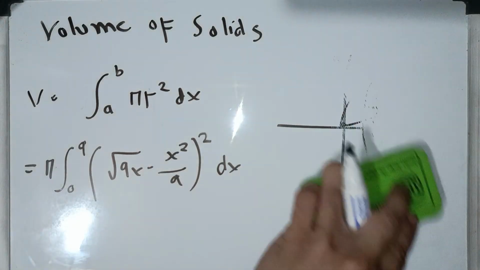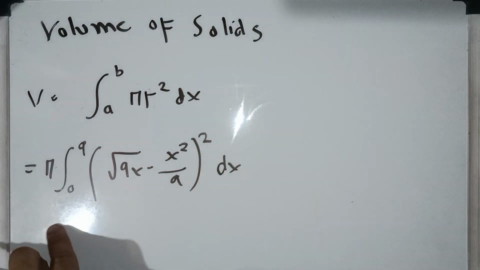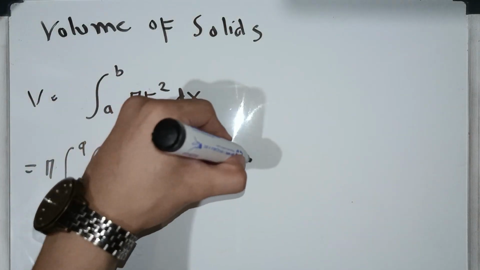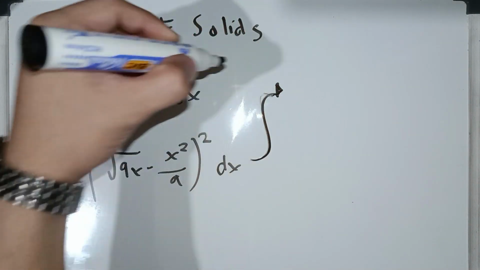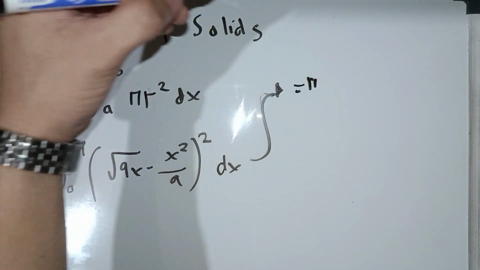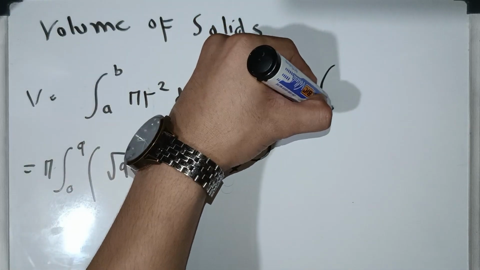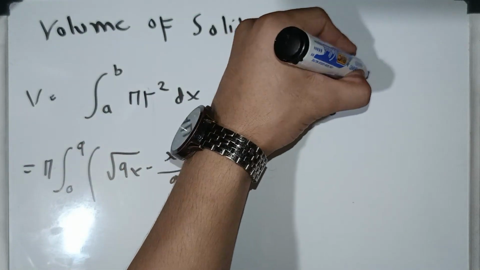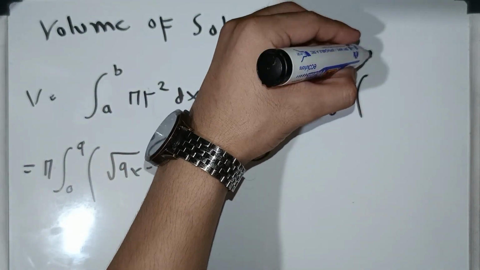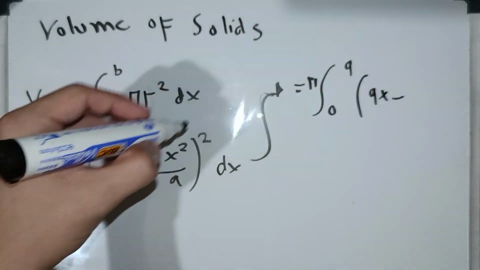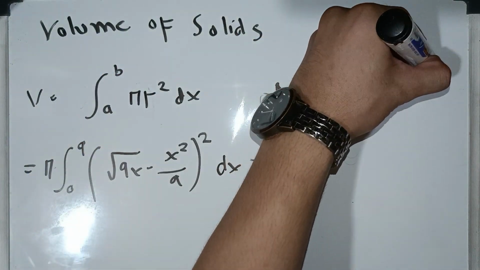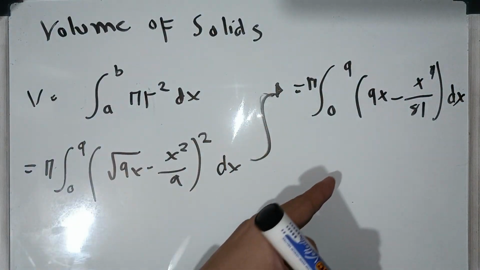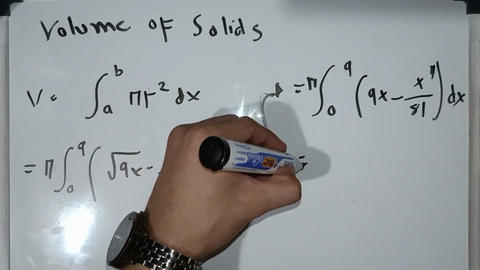So let's simplify this first. Let's write this above because we don't have space now. So that is equal to pi, the integral from 0 to 9, and the square will be cancelled, so this will become 9x minus x raised to 4 all over 81 multiplied by dx. So let's integrate this first.